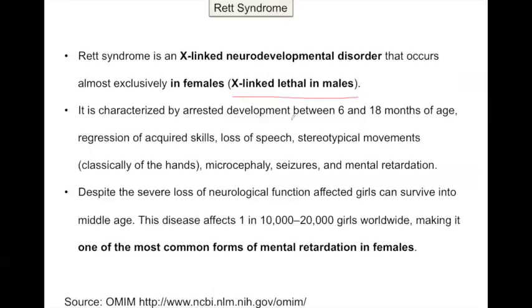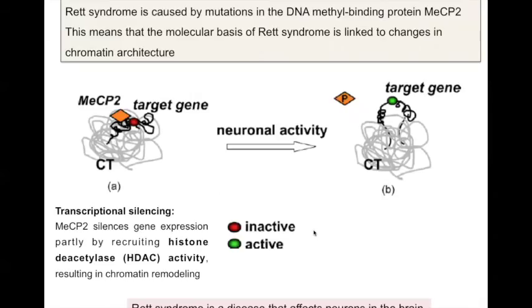The children, or the girls, start out normal, and then between 6 and 18 months of age, develop severe neurological abnormalities. Despite this, the affected girls can survive into middle age, and it affects between 1 in 10 and 20,000 girls worldwide. The gene which carries a mutation in Rett syndrome is called MECP2, and it encodes a methyl binding protein.